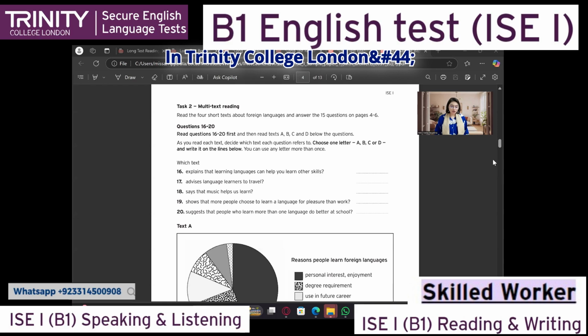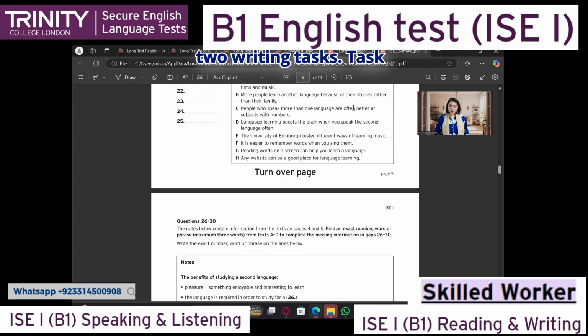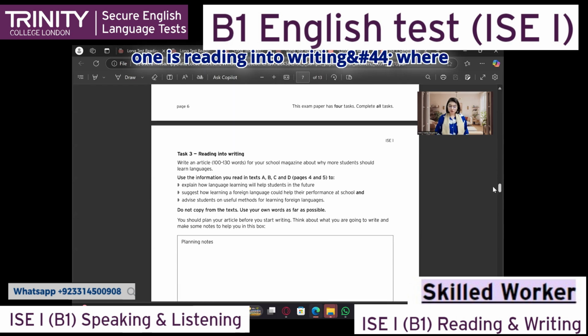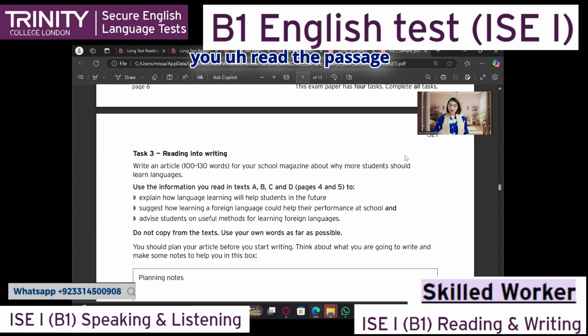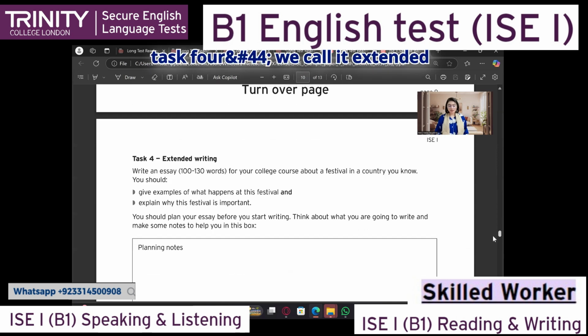In Trinity College London ISC 1 B1, there are two writing tasks. Task 3 is reading into writing, where you read the passage above and then turn it into writing. There are a couple of things that you need to consider. And the second part of writing is task 4. We call it extended writing.